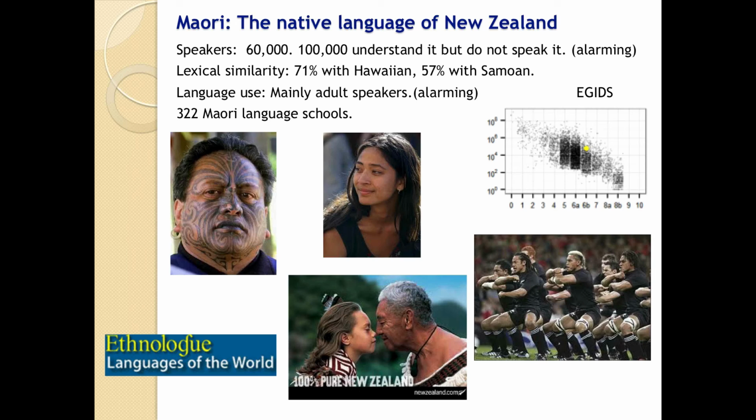So for language use, Ethnologue had to say that it's mainly adult speakers, and that's super alarming, because that pretty much tells you the language is on its way out if children opt out of it. The government is trying to stop that trend, and they have 322 Maori language schools. You see the little dot of Maori, the EGIDS dot, where they measure how severe the disruption between generations is.